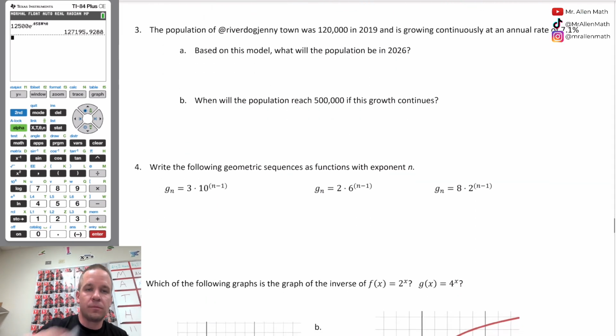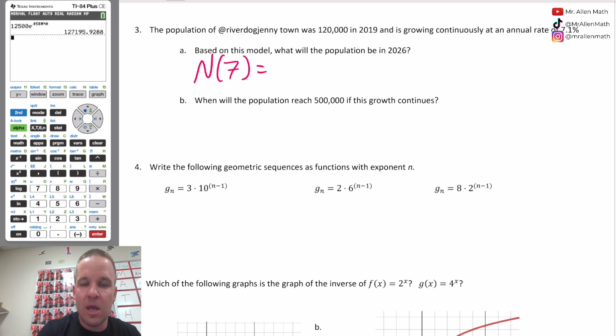Okay. So next one, the population of Riverdog Jennytown was 120,000 in 2019 and is growing continuously at an annual rate of 7.1%. Based on this model, what will the population be in 2026? So same kind of idea here, right? So we've got ourselves N of T, or in this case, in 2026, that's going to be 7 years, right?